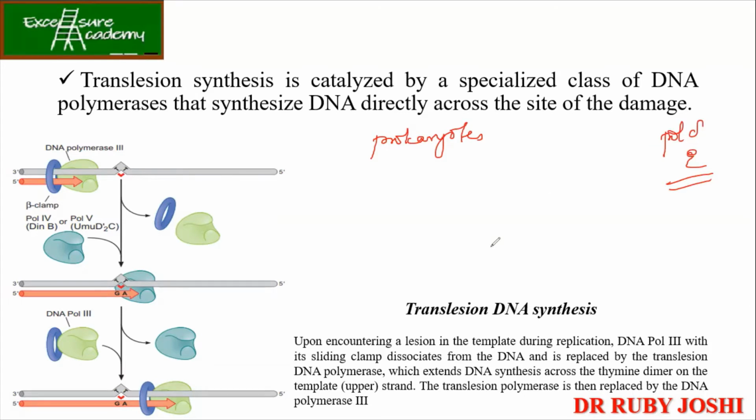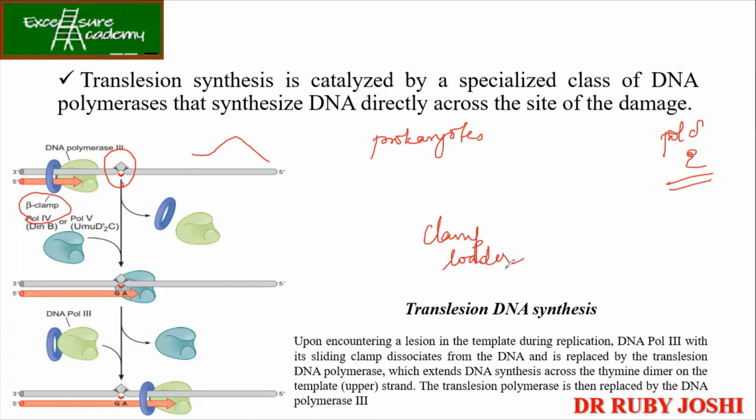Now you can see a pyrimidine dimer is there. Can you see? So the pyrimidine dimer is there, because of which there is a distortion in the template strand. Now what will happen? The polymerase 3 will leave its beta clamp. Guys, can you remember the beta clamp? Remember the clamp loader?